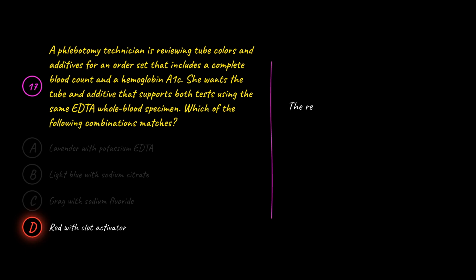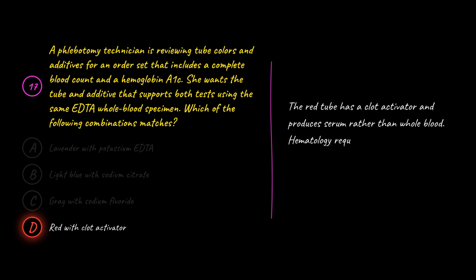D is wrong because the red tube has a clot activator and produces serum rather than whole blood. Hematology requires anticoagulated whole blood, so a clot activator tube does not support CBC testing. The lavender top tube is the standard collection device for hematology testing.